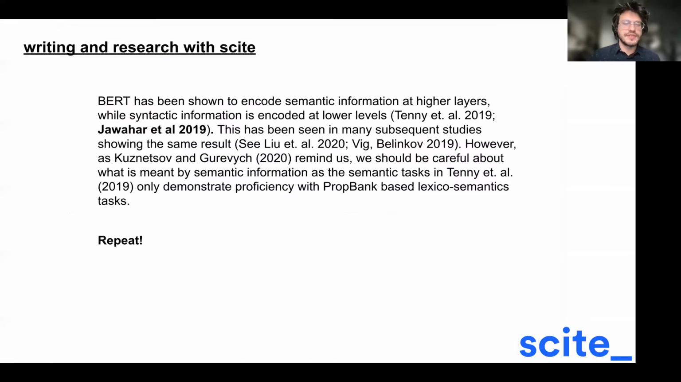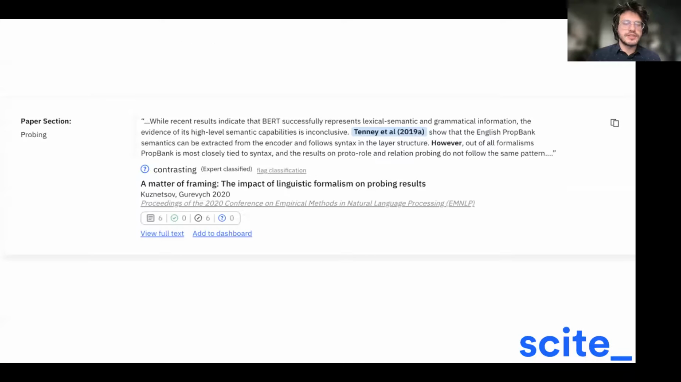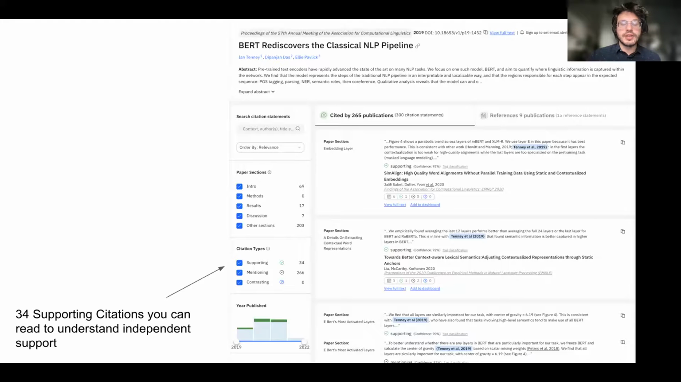If I just go back here, you can imagine how much effort it would be, when this is being cited by 265 publications. How much effort would it be to find, download, or buy 265 publications and search or read them for these 34 supporting citations? That is a lot of effort. So that's really what Scite is designed for.